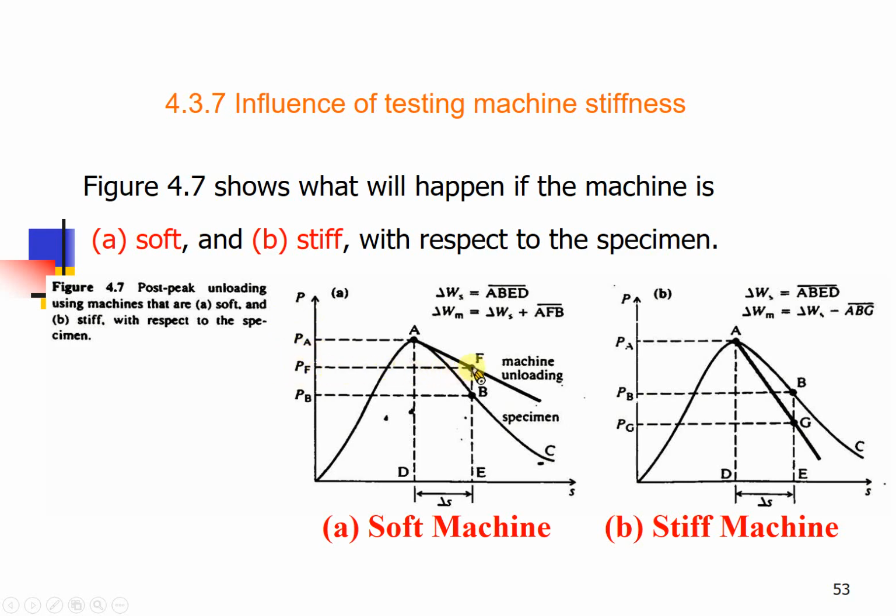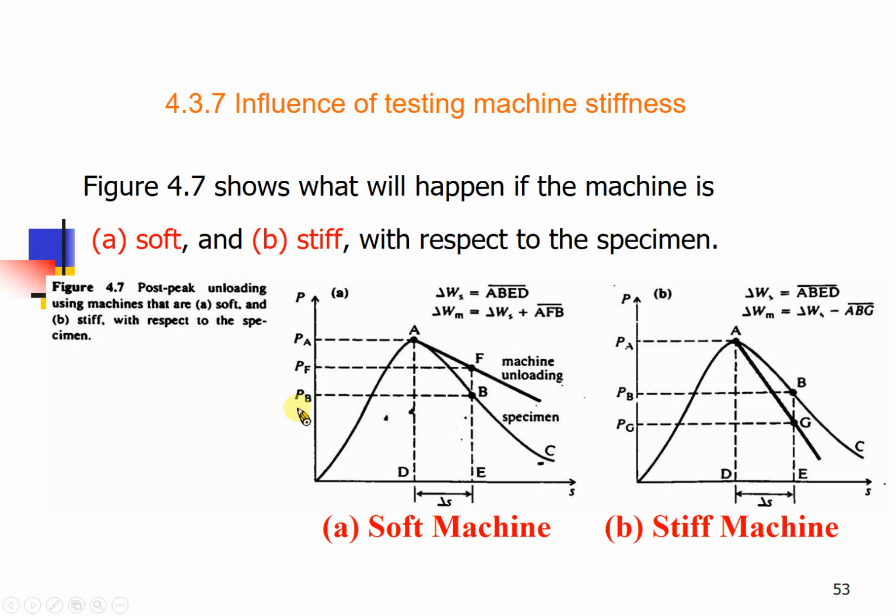Under this condition, the machine will still apply a force equal to PF on the rock. As you know, the rock can only sustain a force equal to PB. It means the force applied by the machine is larger than the force the rock can sustain. Then the rock will fail suddenly.